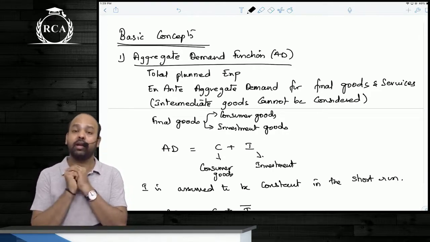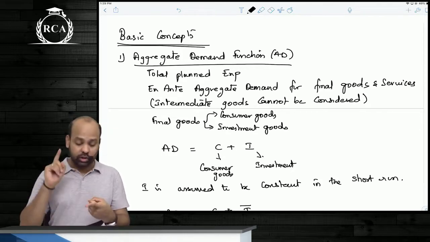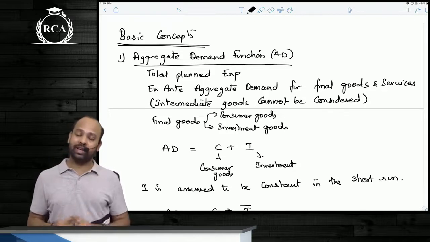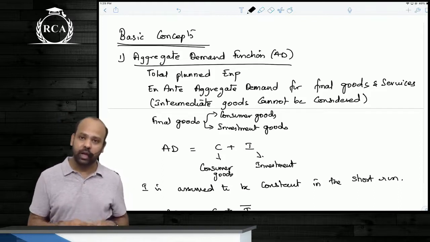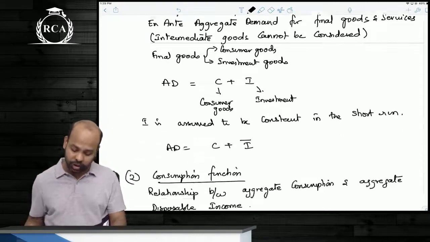It is ex ante demand. Demand is for final goods and services. So that will be demand for consumer goods, demand for investment goods. Point to be noted is that AD is equal to C plus I, where I is constant. Now, because I is constant, let us concentrate on C, that is the consumption function.